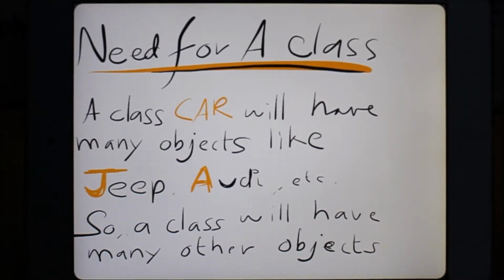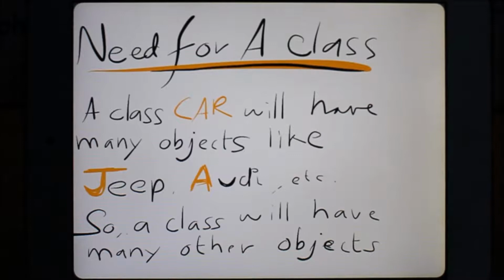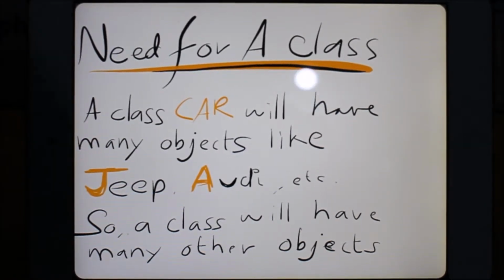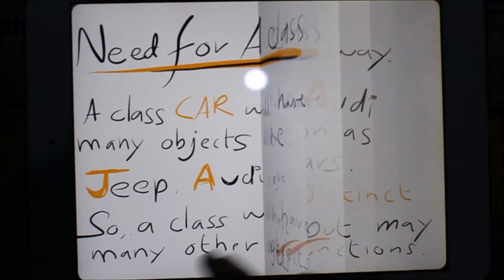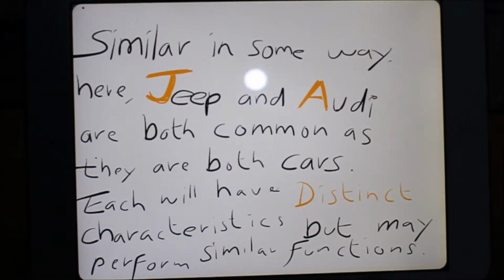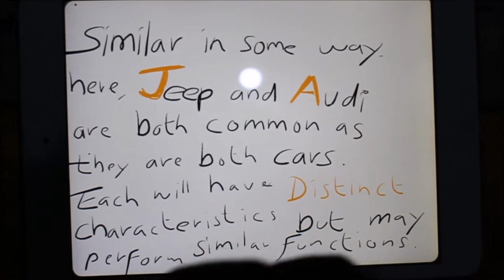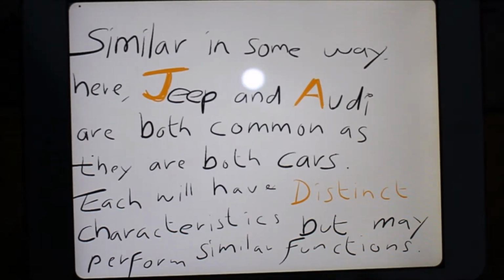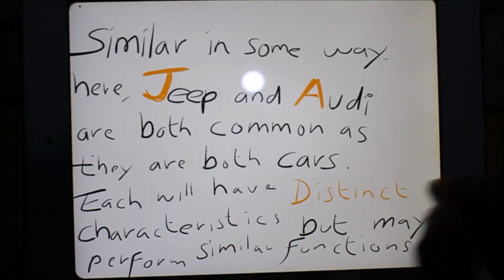Okay. The need for a class. What's the need of a class? Let's take a class car will have many objects like Jeep, Audi, Mercedes, whatever. So a class will have many other objects similar in some way. Here Jeep and Audi are both common as they are both cars. Each will have distinct characteristics, but many perform simple and similar functions.